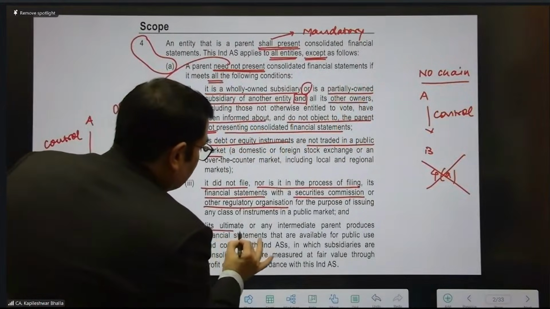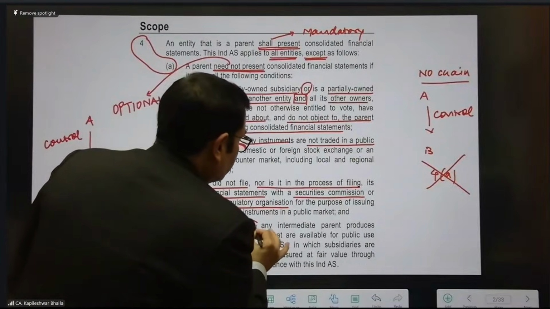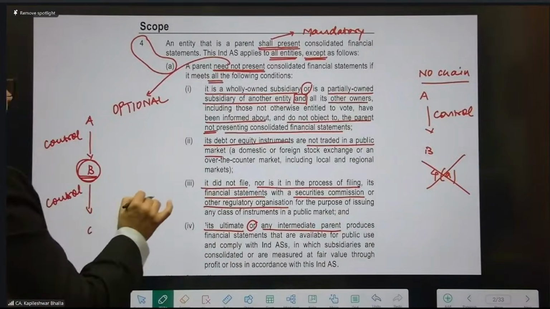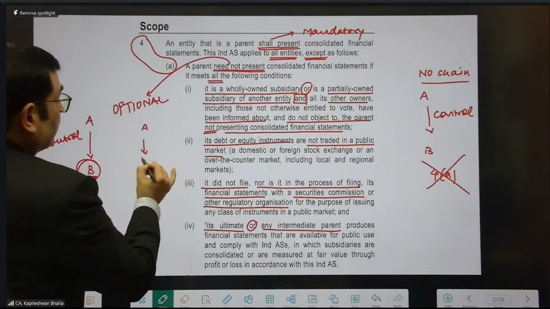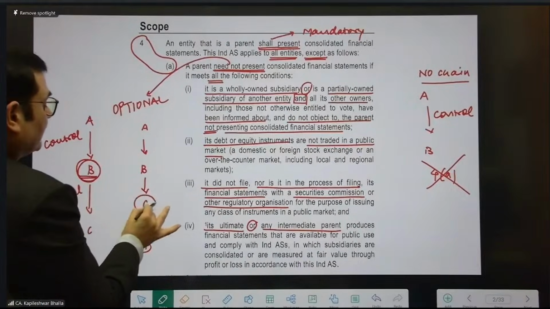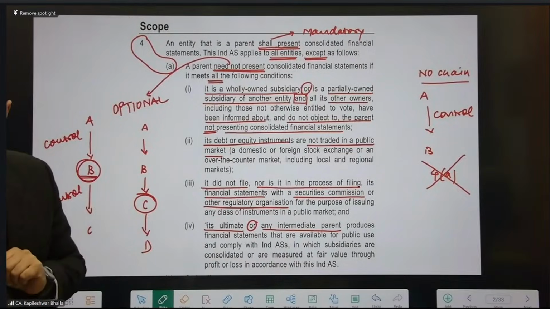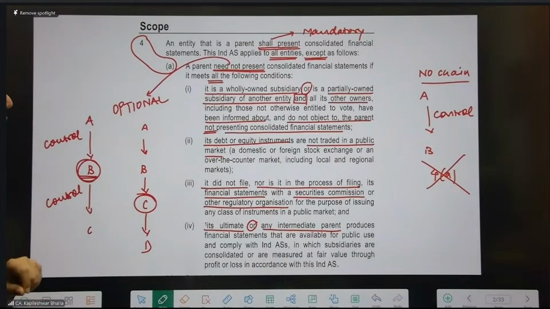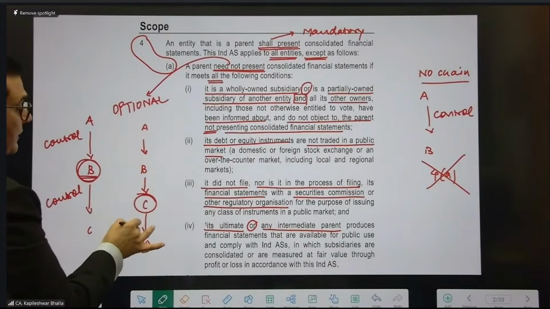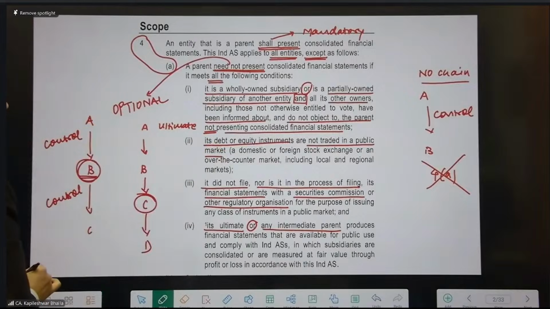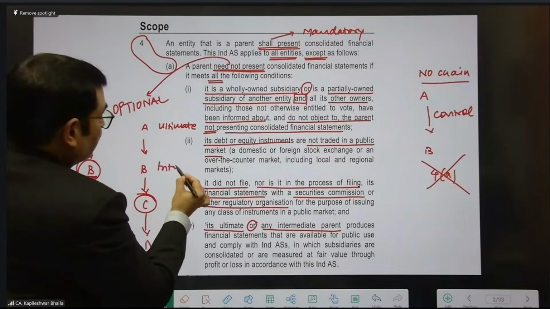And then comes condition number 4. It says its ultimate parent or any intermediate parent. For example, if the chain gets longer, A has got shares in B, B has got shares in C. Now, let's say I'm applying this para 4(a) for company C. In this case, I would say A is the ultimate parent of C, and B is the intermediate parent of C. Because if the chain gets longer, then A becomes the ultimate parent, and B would become an intermediate parent.